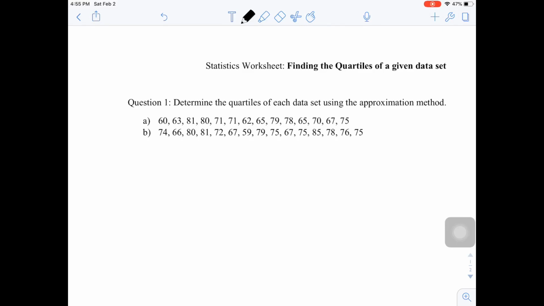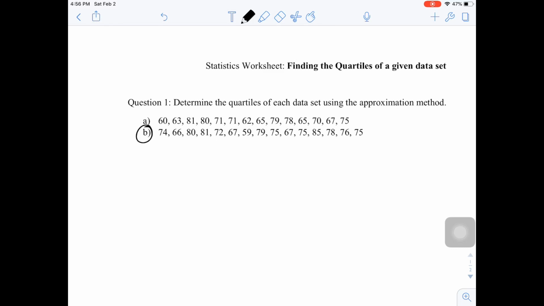We are asked to determine the quartiles of each data set using the approximation method. We're going to look at part B. Again, remember I said the first question you should ask yourself when given a data set is: is my data in order? As we see here, our data isn't in order. So we need to place the data in order before we move further.